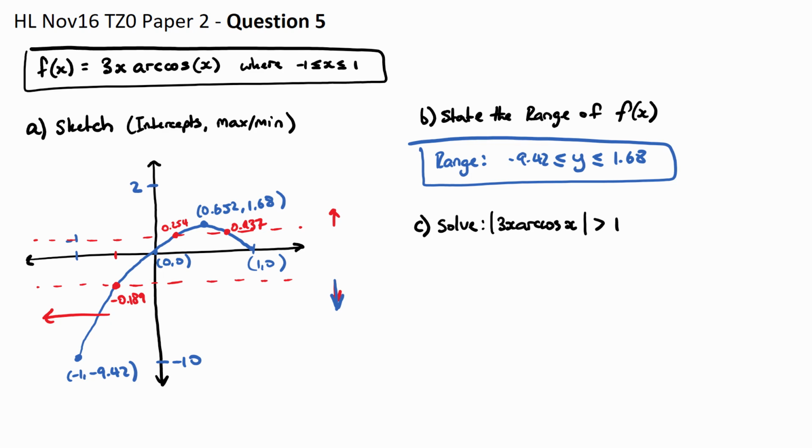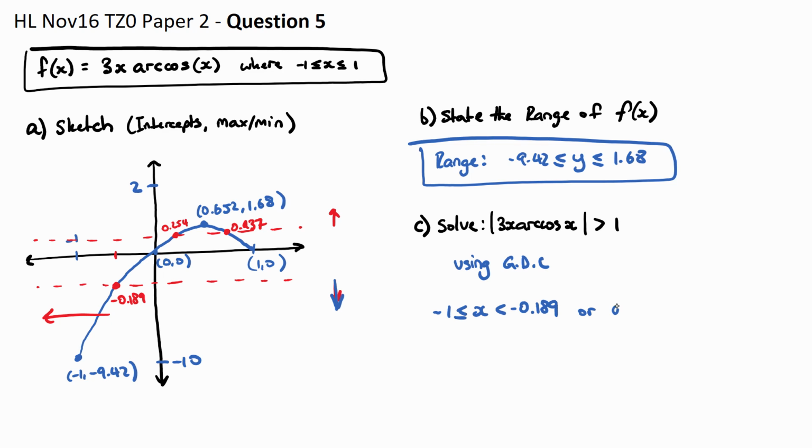So for answering my question, using the GDC, the x values where our function is less than -1 will be between -1 and -0.189. So x will be equal to and greater than -1, but just less than -0.189, or between these 2 points here.